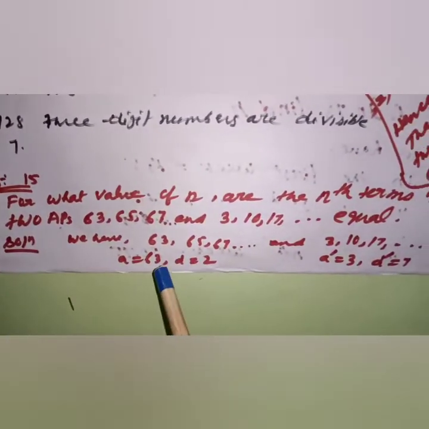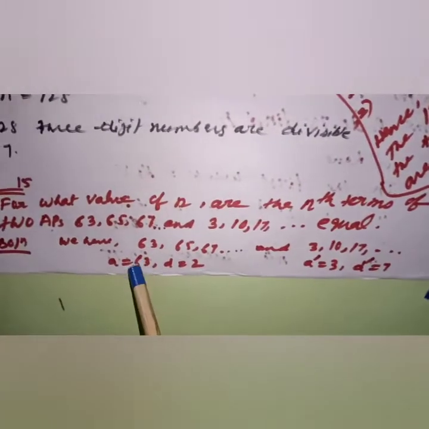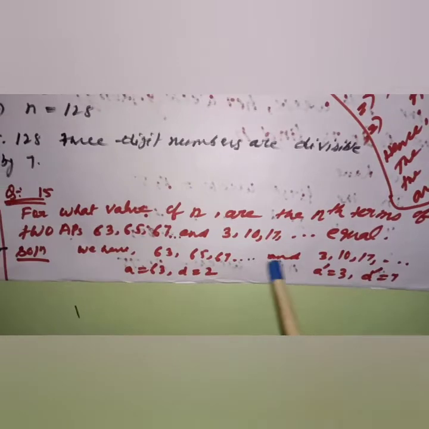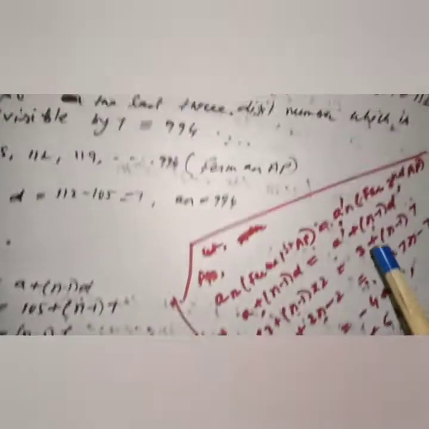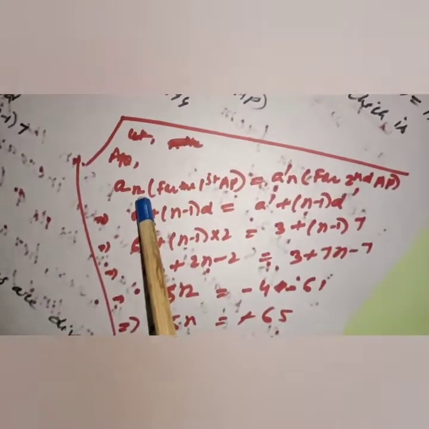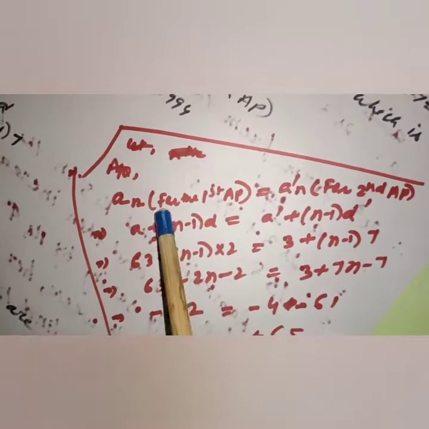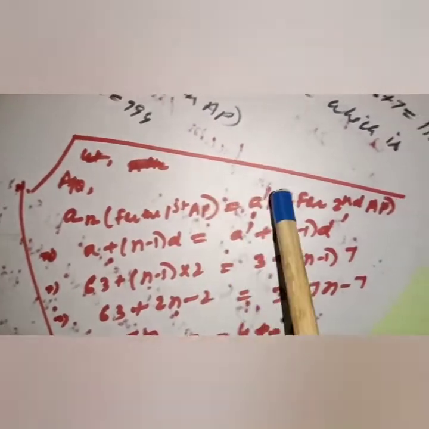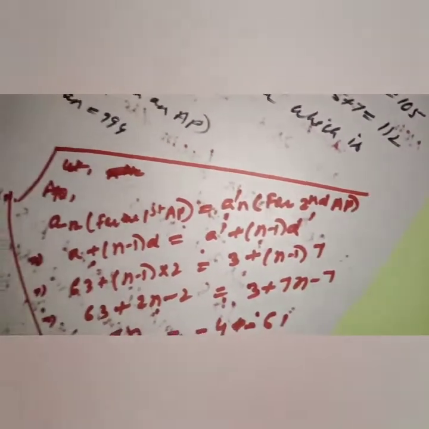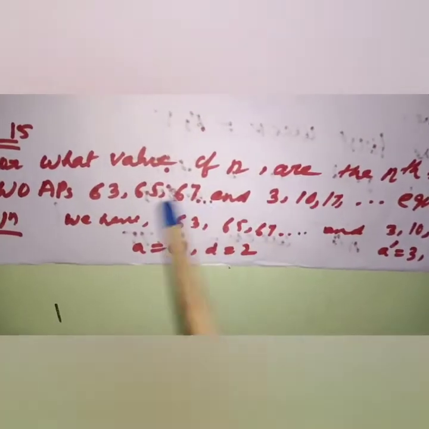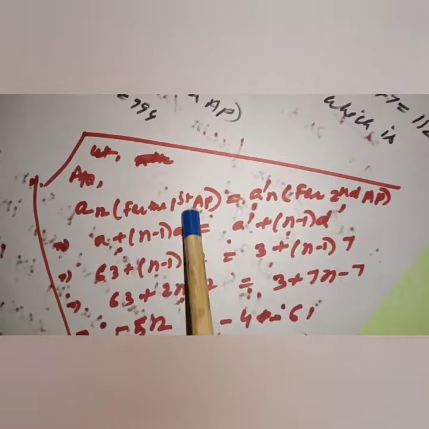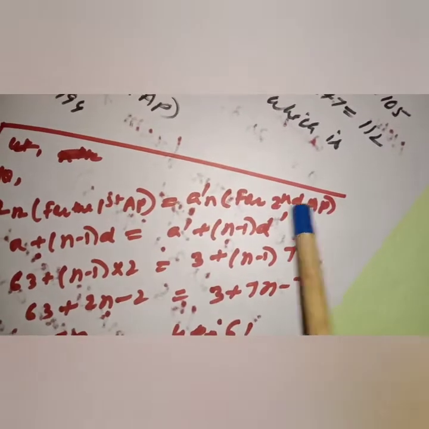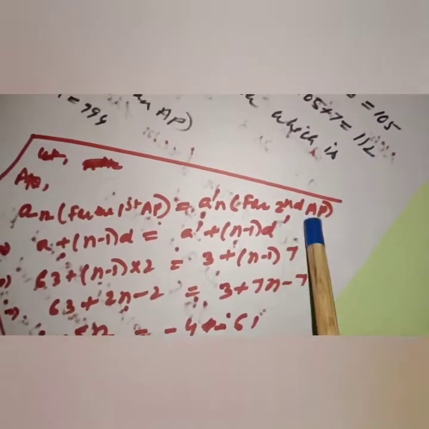So we have here A is 63, D is 2 for this one, but see, for the other AP I wrote A dash and D dash, because otherwise you will get confused. This is the first term of the second AP and its common difference. Now, according to the question, the Nth term of the first AP and the Nth term of the second AP must be the same, that is why we are making the Nth terms equal. This is for the first AP, and this is for the second AP.